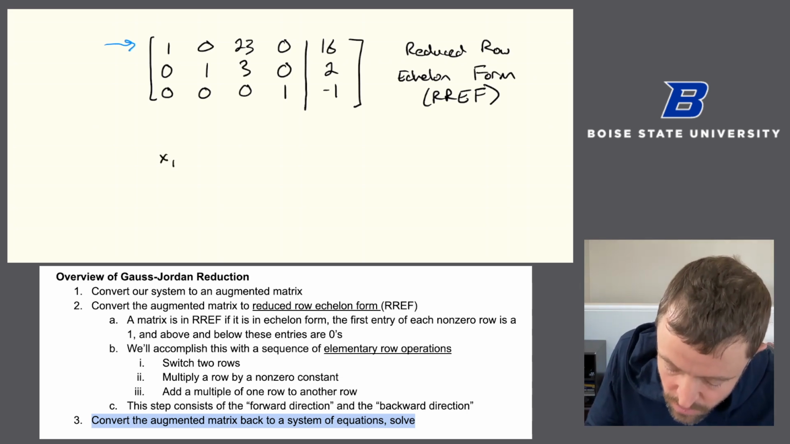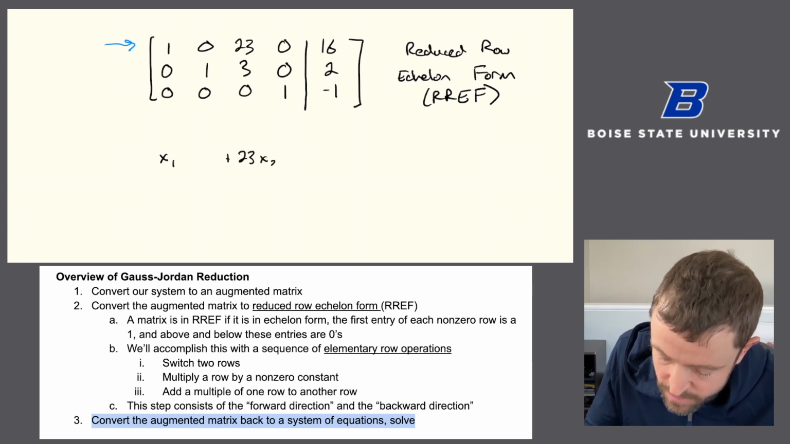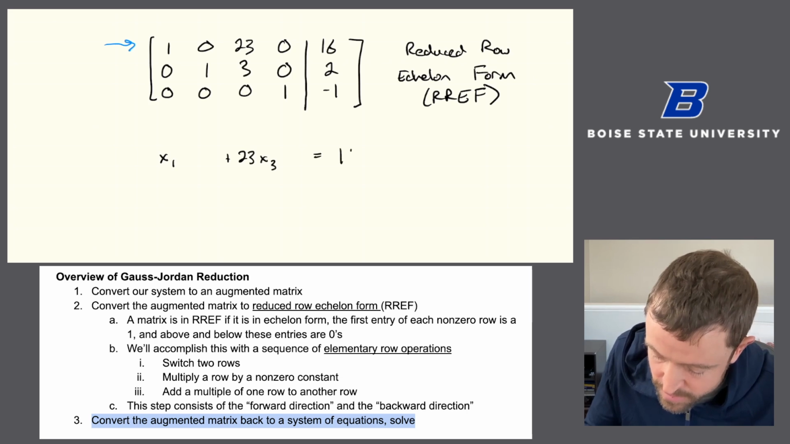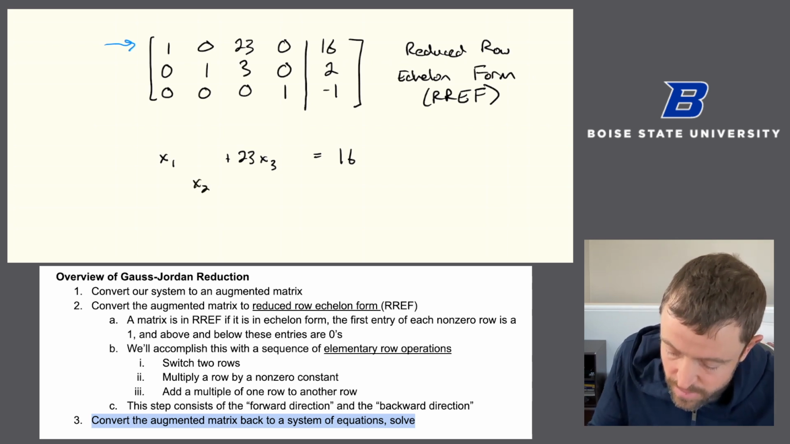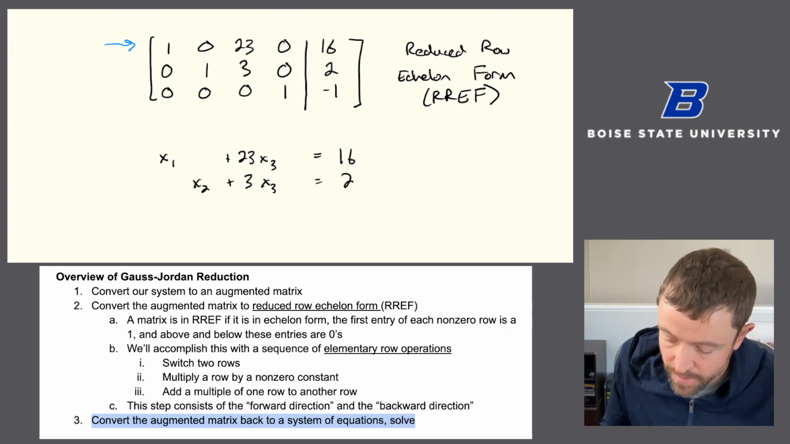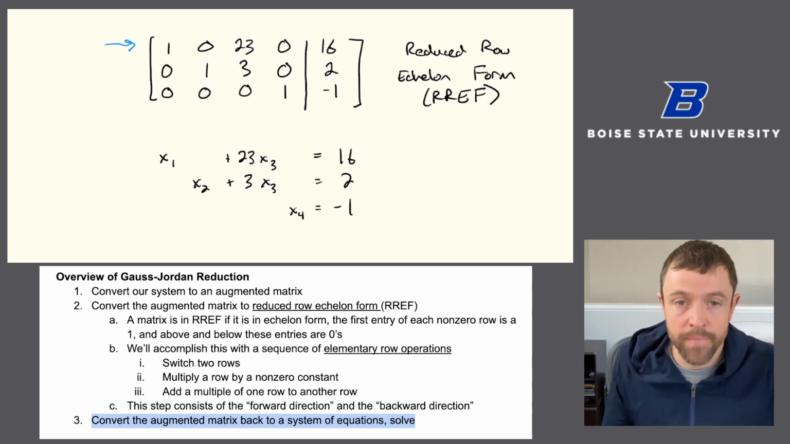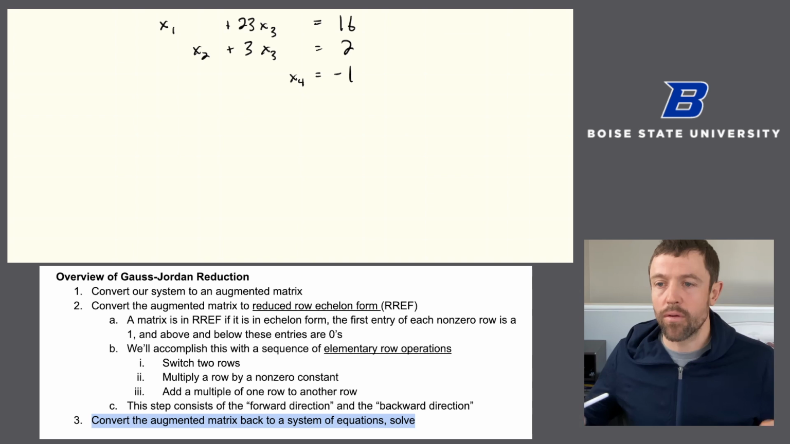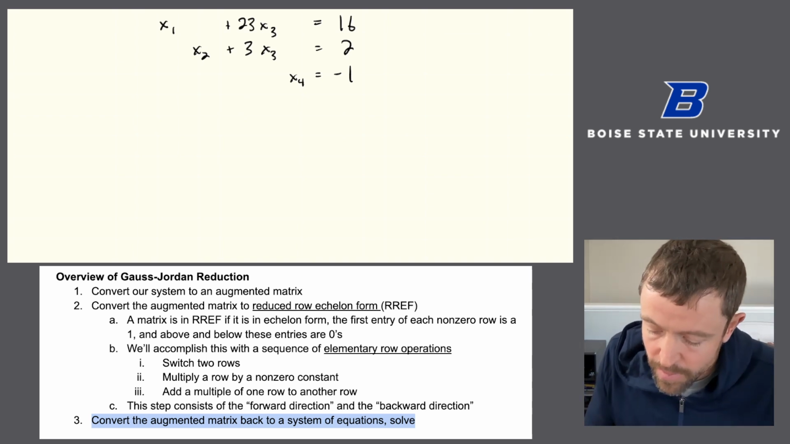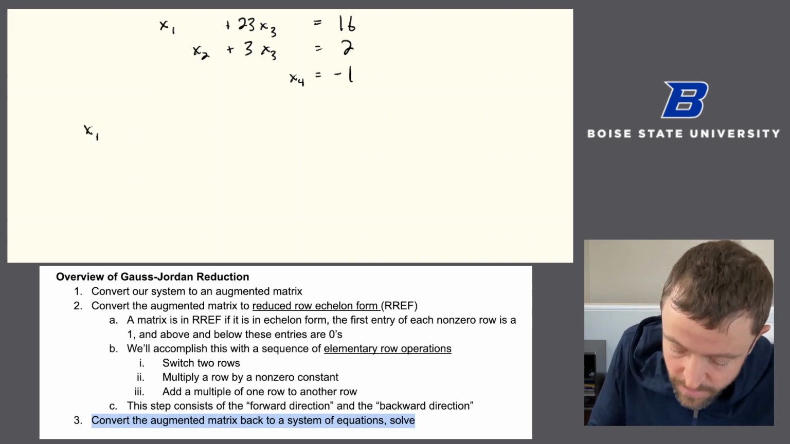So this is 1x1 plus 23x3 equals 16. The second equation is 1x2, so x2, plus 3x3 equals 2. And this final equation is x4 equals minus 1. Let's solve this thing by back substitution. So again, we can move down. We can ignore what we had in the past. All right, going through back substitution, we start at the bottom. x4 is minus 1. That's easy enough.